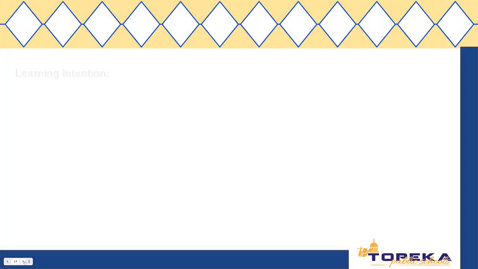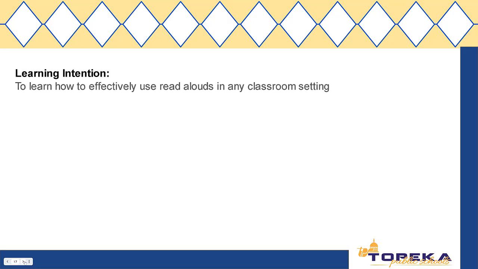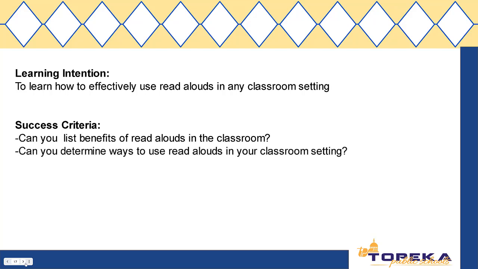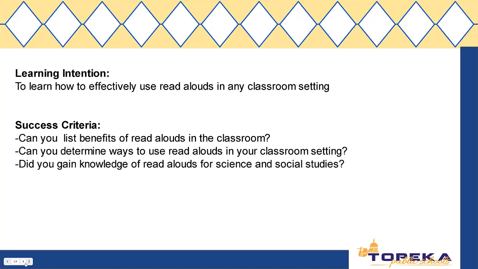Let's end this presentation by reviewing our learning intention and success criteria. Our learning intention was to learn how to effectively use read-alouds in any classroom setting. And were we successful? Can you list the benefits of read-alouds in the classroom? Can you determine ways to use read-alouds in your classroom setting? And did you gain knowledge of read-alouds for science and social studies? If so, you have been successful, and our learning intention and success criteria was met for this session.